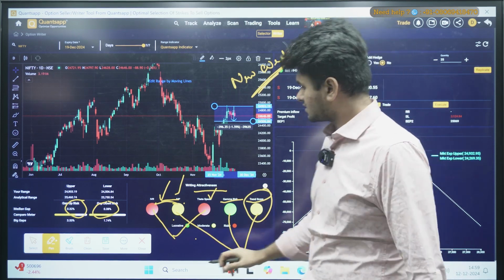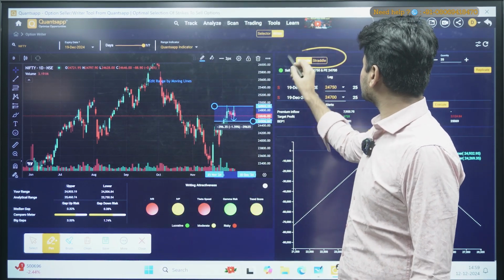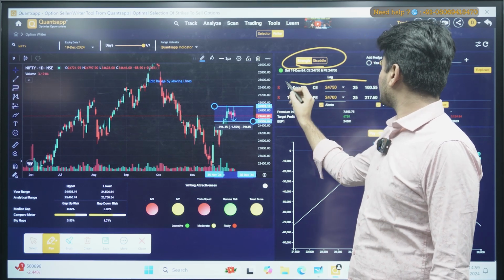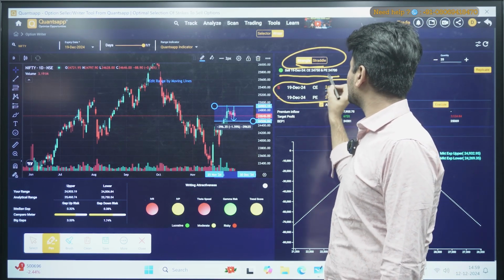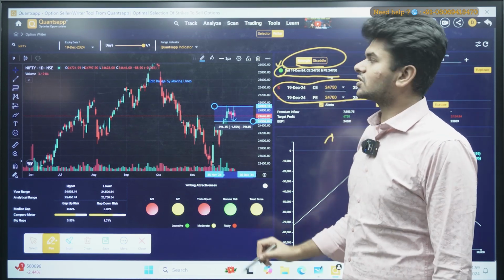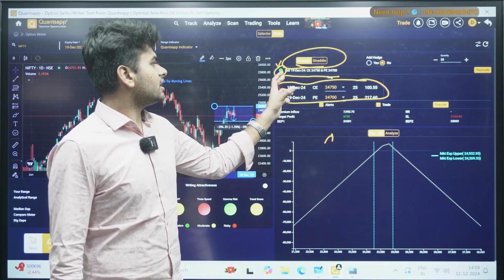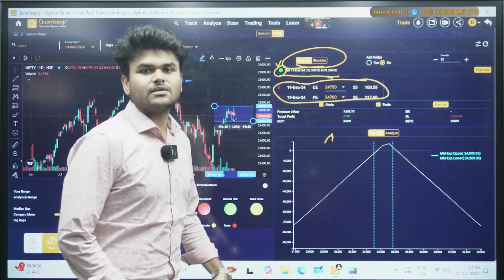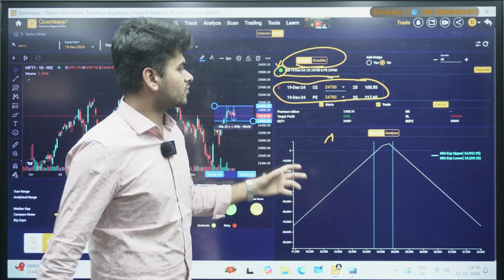So with that, you can see there is a strangle suggested to you, that in this range, if you sell this kind of a strangle, you are having a green signal indicating that you can take a trade. So you can initiate a strategy like this. You can initiate a strangle here, and it is giving you a green indication. That means this particular trade has chances of making a profit.